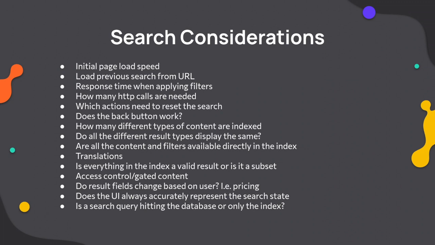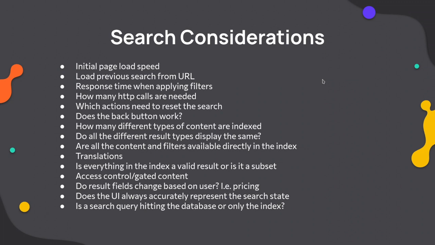Is everything in the index a valid result, or is it a subset? Sometimes you have stuff in your index for a product search, but you don't want that product search content coming up in your site search. So you want to make sure whether everything in the index is meant to be in your search results, or if it's just a certain set of it. Is any of your content access controlled or gated? Because that could make search a lot harder, because you suddenly need to know a lot about the user and you need to process all the results for access control.